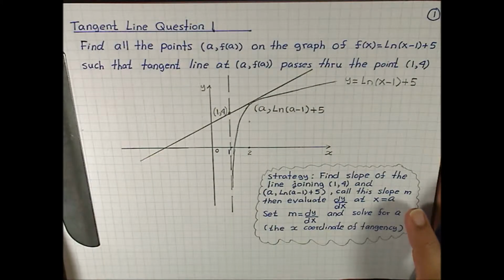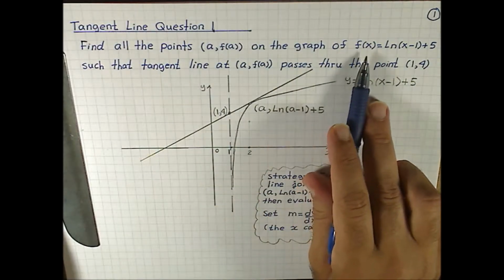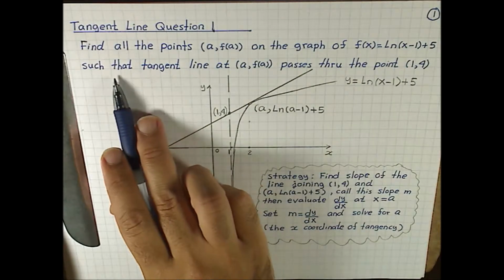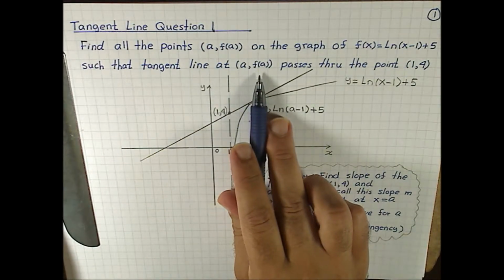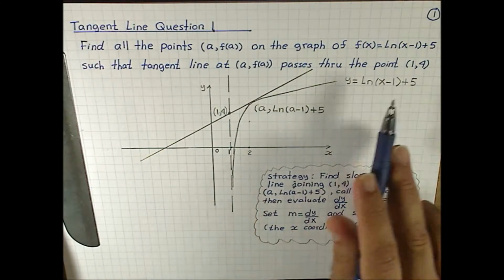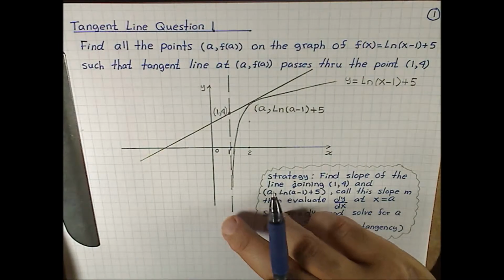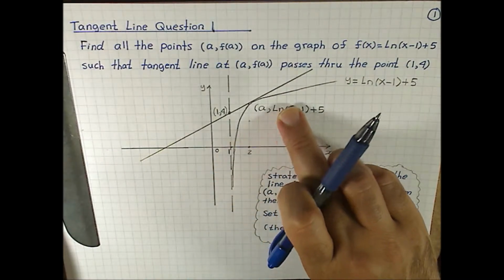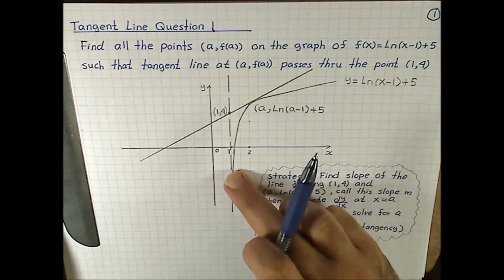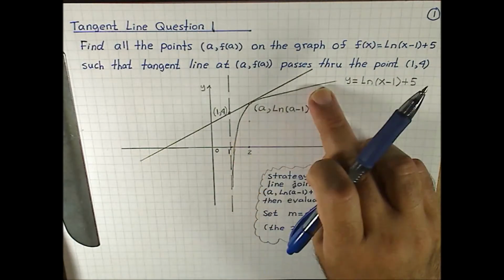Tangent line question 1. Find all the points a, f of a on the graph of y equals log of x minus 1 plus 5 such that a tangent line at a, f of a passes through the point 1, 4. First of all, we need to graph this function, log of x minus 1 plus 5. Well, that's just log x, which looks like this, shifted to the right by 1 unit, so the vertical asymptote shifts over 1 unit, and shifted up 5 units. Anyhow, it looks like this.